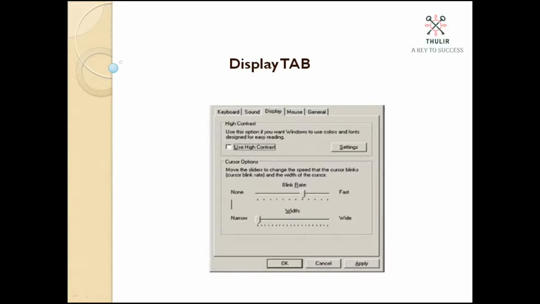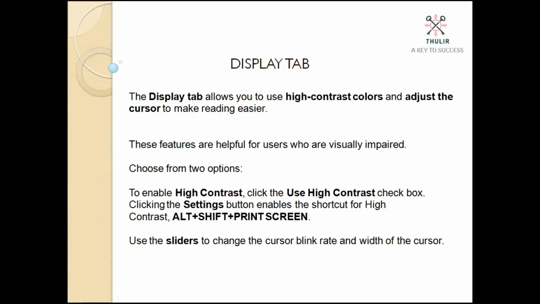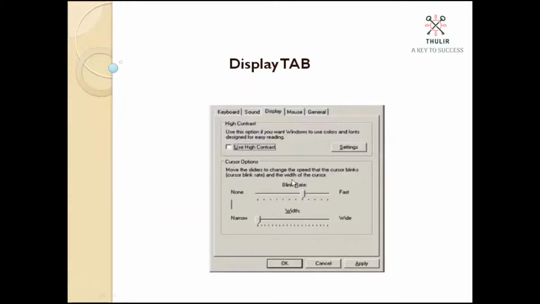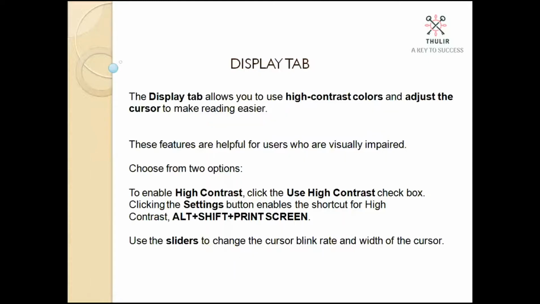And the other option that we have is the cursor option. Under these cursor options, we have two sliders: one is the cursor blink rate and the other is the width of the cursor. So how many times or how fast the cursor should blink, and how wide or narrow the cursor should be, can be defined under these cursor options.